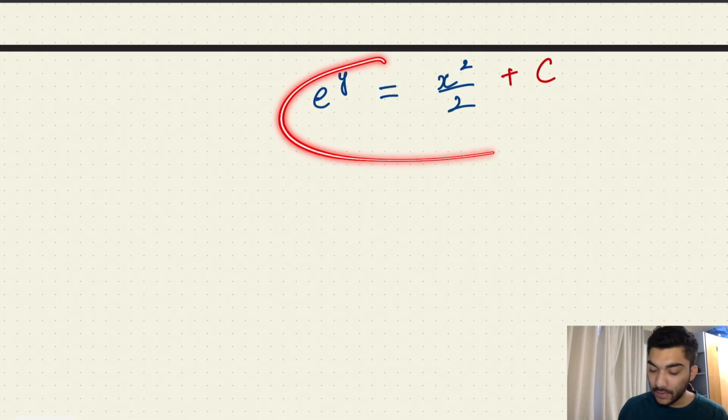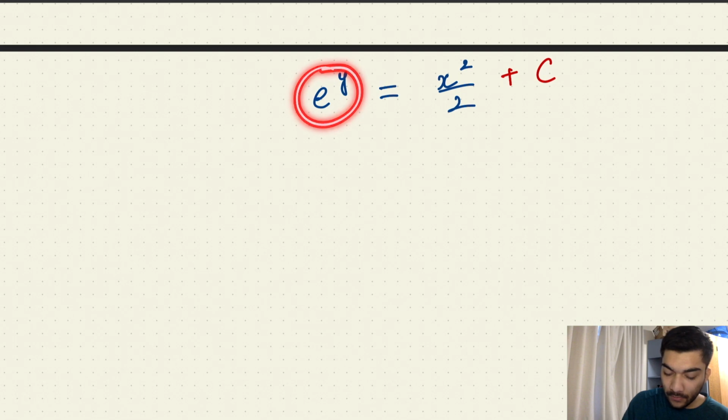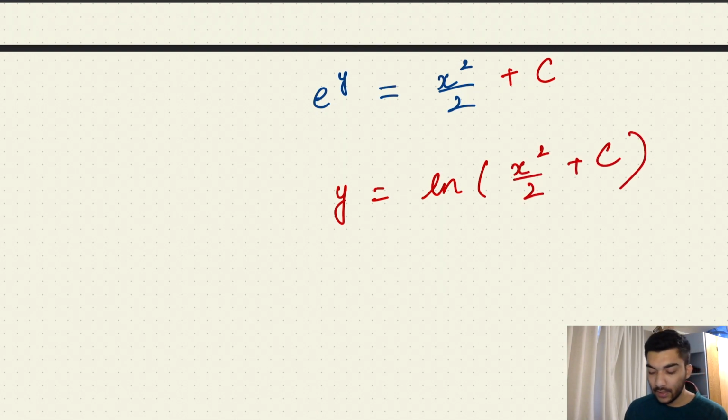And now if I have to simplify this equation, I can take the natural log on both sides. If I take the natural log on both sides, the natural log of e to the power y will simply be y, and the natural log of the right hand side will be equal to natural log of x squared by 2 plus the constant of integration, right?